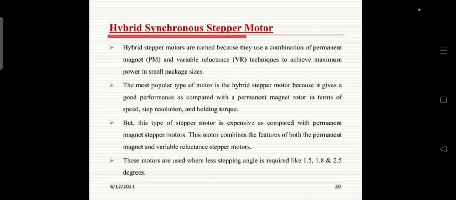Then the third one is the hybrid synchronous stepper motor, named because it is a combination of permanent magnet and variable reluctance stepper motor. The most common type of motor is the hybrid stepper motor because it gives good performance. This type of stepper motor is expensive compared with the permanent magnet stepper motor. These motors are used where a small stepping angle is required: 1.5, 1.8 and 2.5 degrees. This is the step angle in degrees.